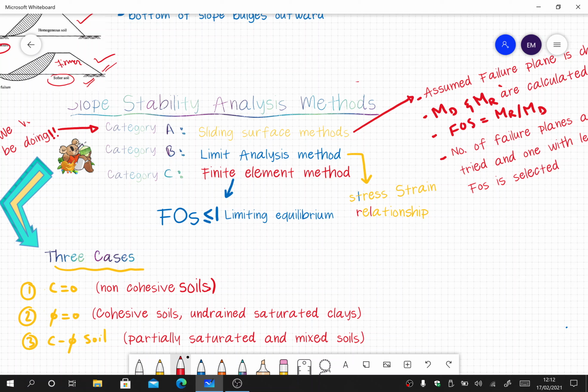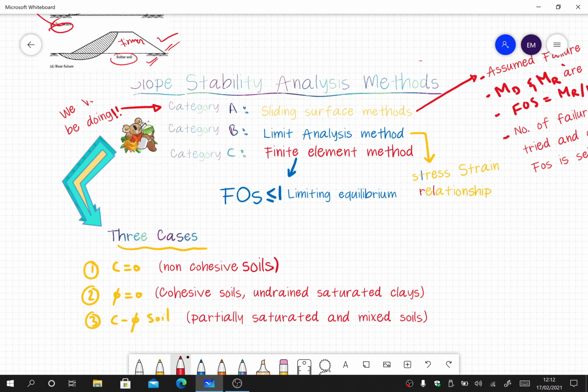That is a very easy method, but there are other examples, FLAC and Slide. We could have at least tried one, but we can still do that when you come on campus. We can discuss the possibility of doing software analysis for slope stability based on the finite element method. So coming back to our main topic, that is the sliding surface method.